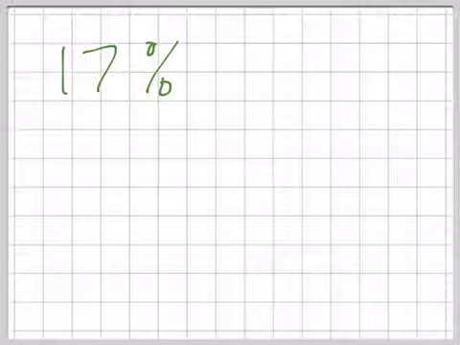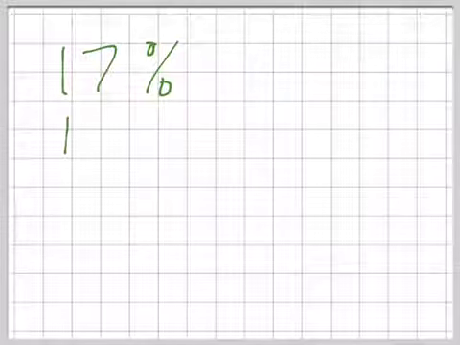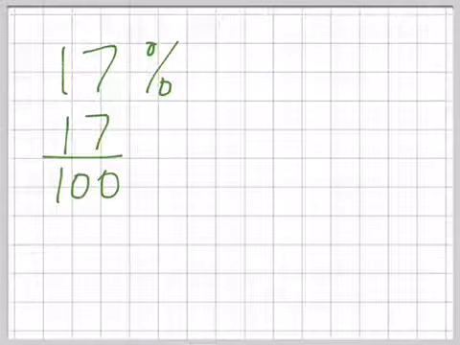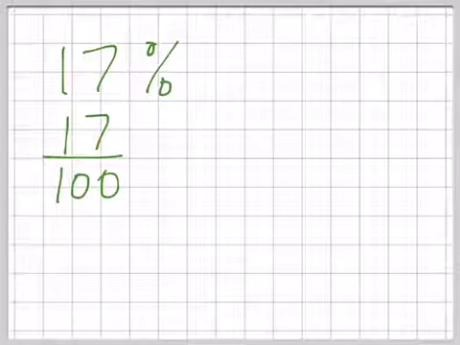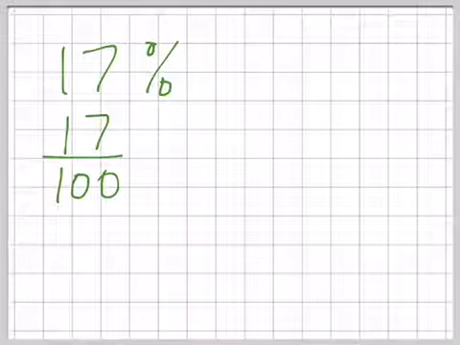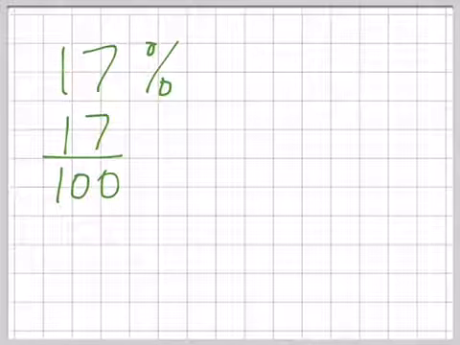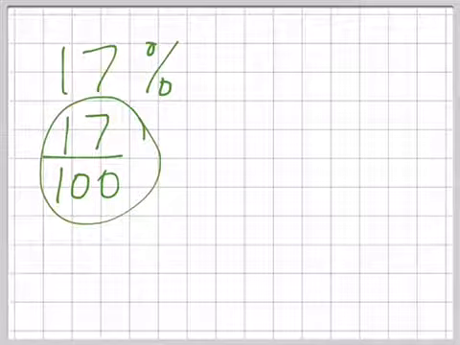So 17%, okay, whenever you see percent, take your number and put it over 100. And then try and simplify. Now this one you can't simplify at all because there isn't a number that divides into 17 and divides into 100 and changes that fraction to make it simpler. So this would be our final answer.